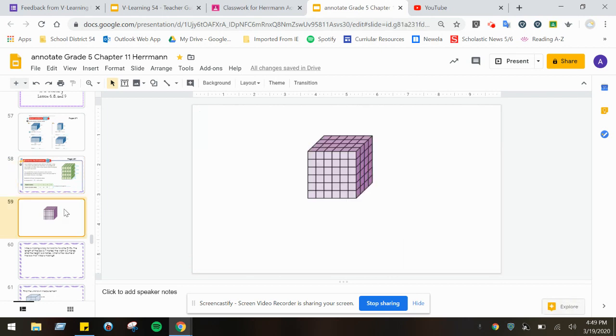Let's take a look at this cube, okay? So what do you notice? Could we find the length, the height, and the width? I want you to think to yourself, what is the length? Our length is 1, 2, 3, 4, 5, 6 cube units. And we have our width, 1, 2, 3, 4. Okay, and then our height, 1, 2, 3, 4, 5, 6.